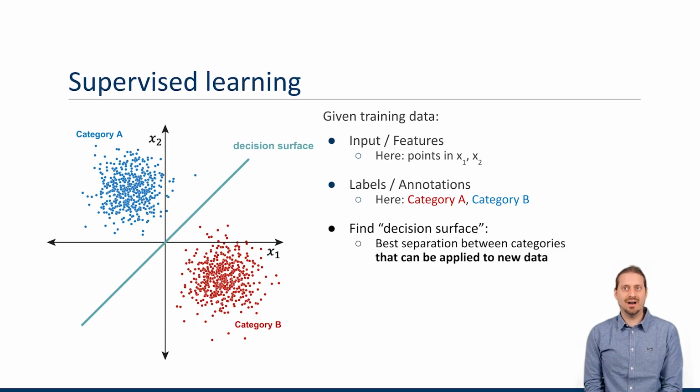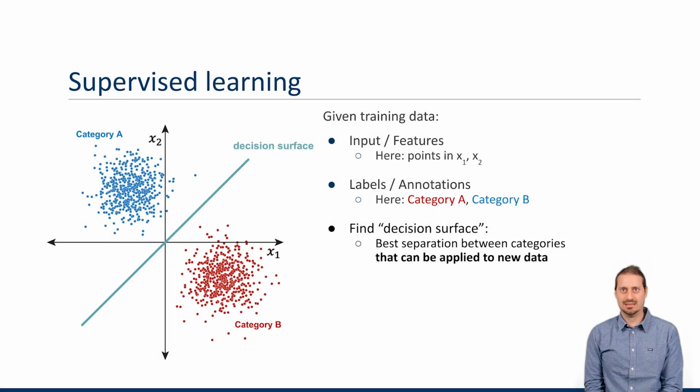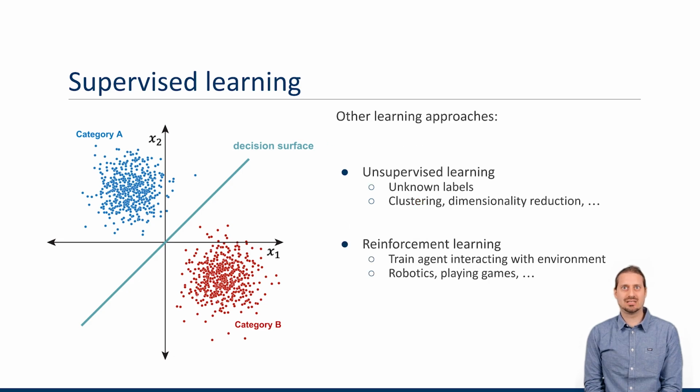And after we have found this separating surface, we can then put new data into this, and we find where it lies with respect to this decision surface, and we categorize it based on this. So this is a very high-level idea, and we'll see in a second how this works more practically for some example machine learning models. Before this, just to say that there are also other machine learning approaches.